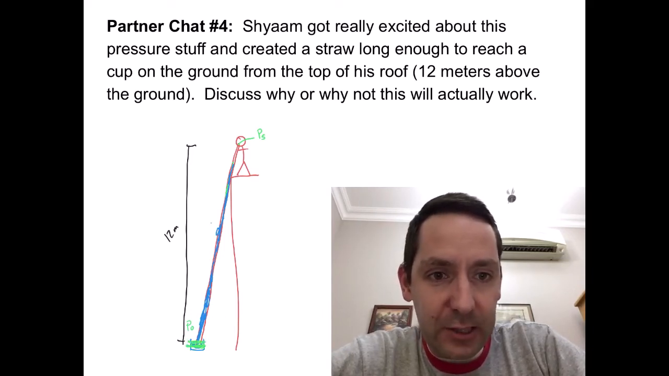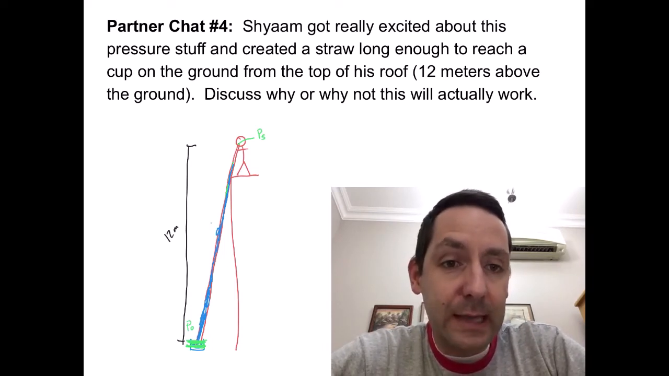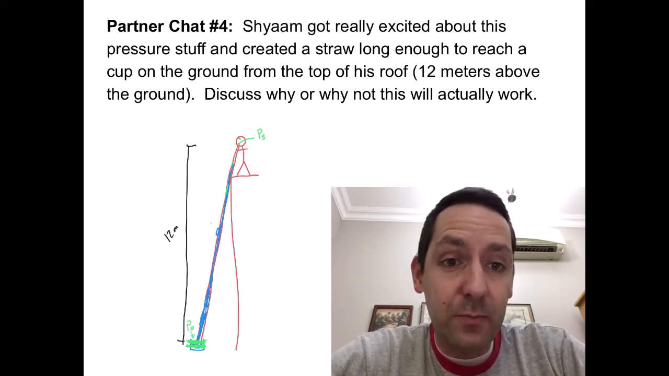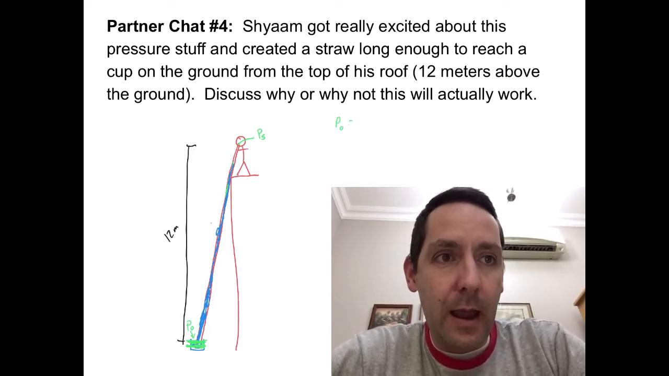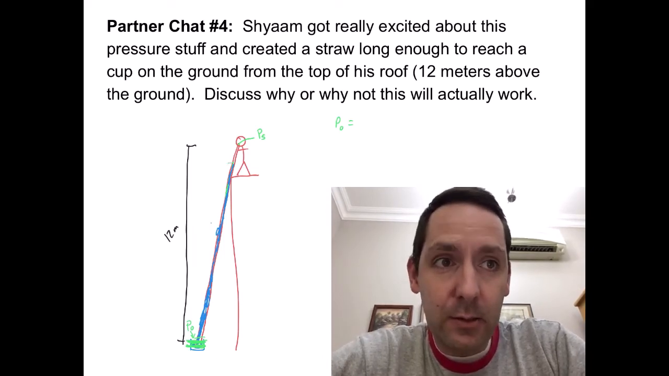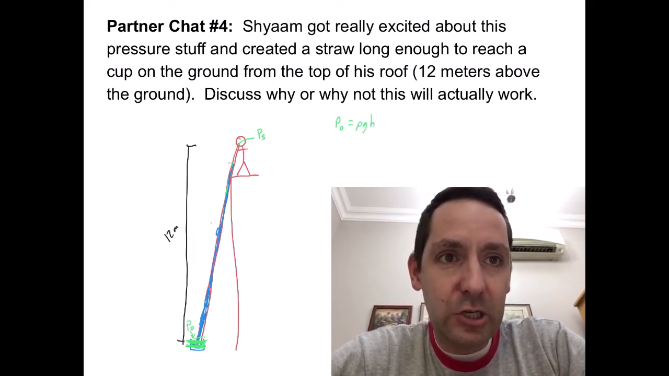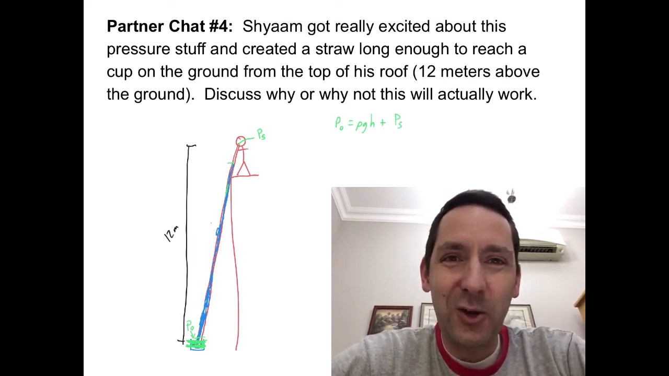We can do right here at the top of the liquid. That'll simplify it. Okay, so right here at the top of the liquid, on one side, we've got the atmospheric pressure pushing on the outside. So that's P naught. And that needs to be equal to the pressure due to the height of the liquid, so that's rho GH, plus the pressure that Shyaam can create.